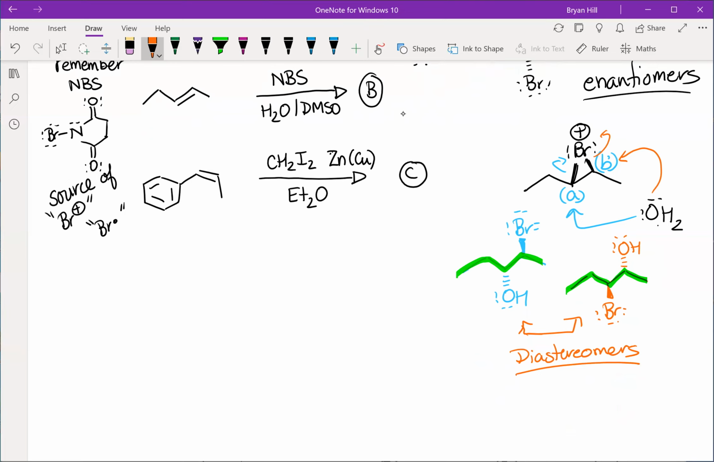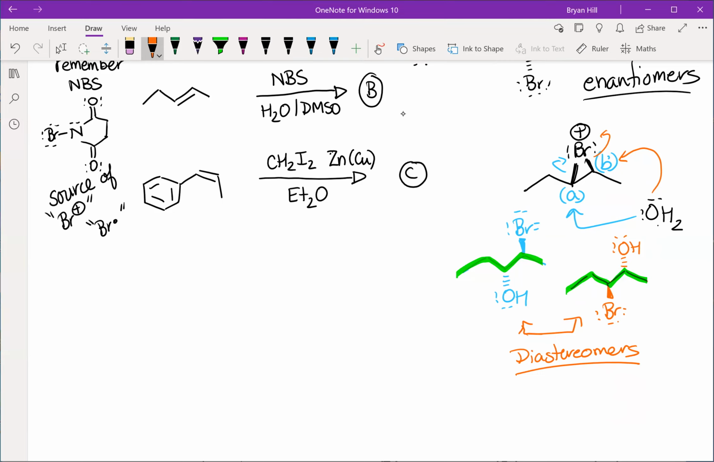Which one of these is going to be the major product? Well, I don't know which one's going to be the major product. It's probably going to be a mixture of the two. And so this question, I probably wouldn't ask, because we're forming two different diastereomers, two products. I don't know which one's the major product.